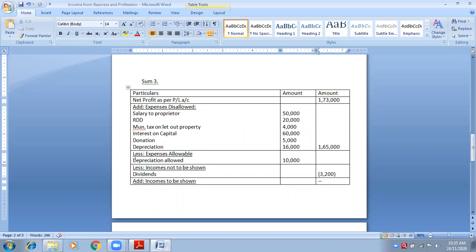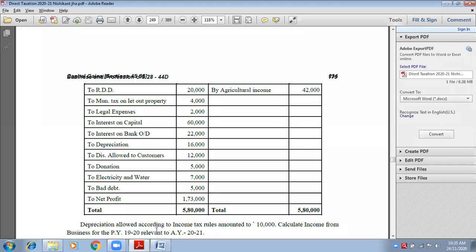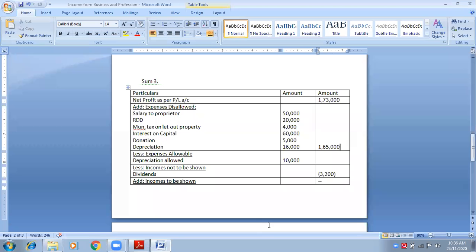Next heading is less expenses allowable. This part will be available only in the adjustment. Now read out the adjustment. Depreciation allowed according to income tax rule 10,000. This is already done. There was only one. Therefore, we will not write it in the inner column. We will directly write it in the outer column, because there is only one adjustment which says that it is allowable. So if there is only one amount, then bring it to the outer column directly.